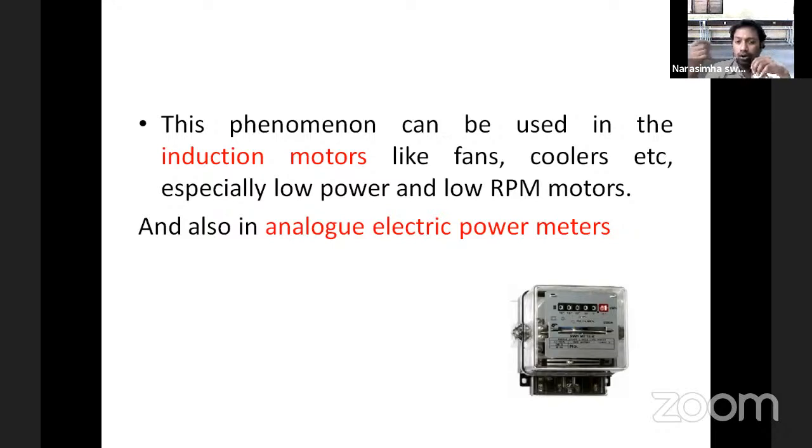And also analog electric power meters. Nowadays these analog systems are not there, only digital power meters are coming. But in olden days, you could see a white metallic disc arrangement that continuously rotates. This is also because of the eddy currents. Due to the change in magnetic field, induced current will be generated. It is continuously rotating and gives a reading.